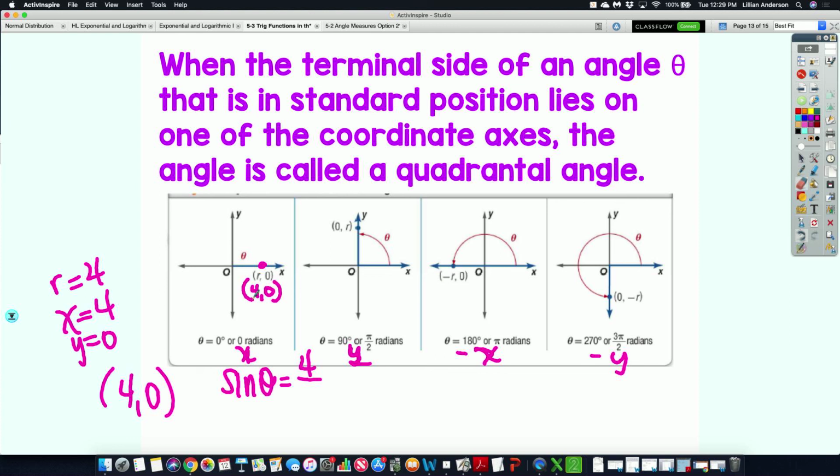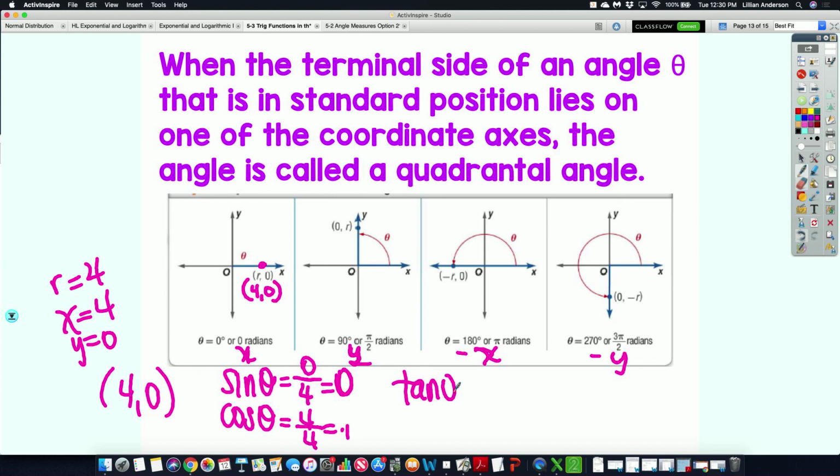So sine, which is x over r, is 4 over 4, which is what? 1. Sorry, I had that backwards. Sine is not x over r. Sine is what over r? Look at your notes. Y over r. So that was my mistake. Y is 0. R is 4. What's 0 over 4? 0. Cosine is x over r. So that's 4 over 4, which is equal to what? 1.